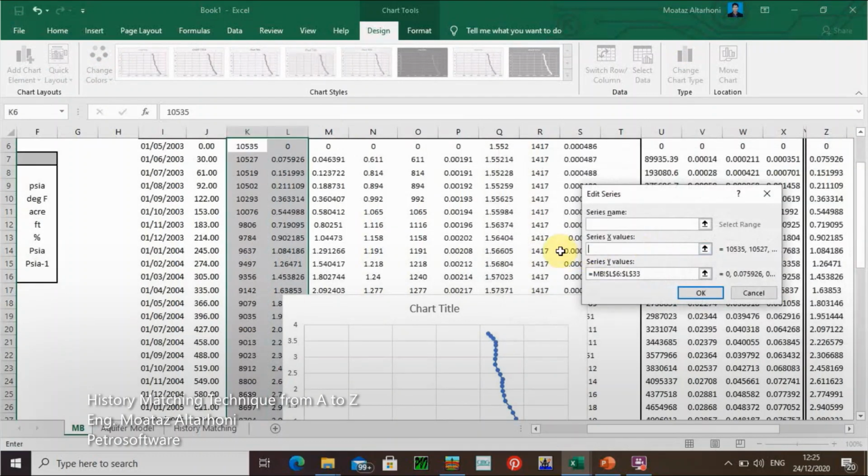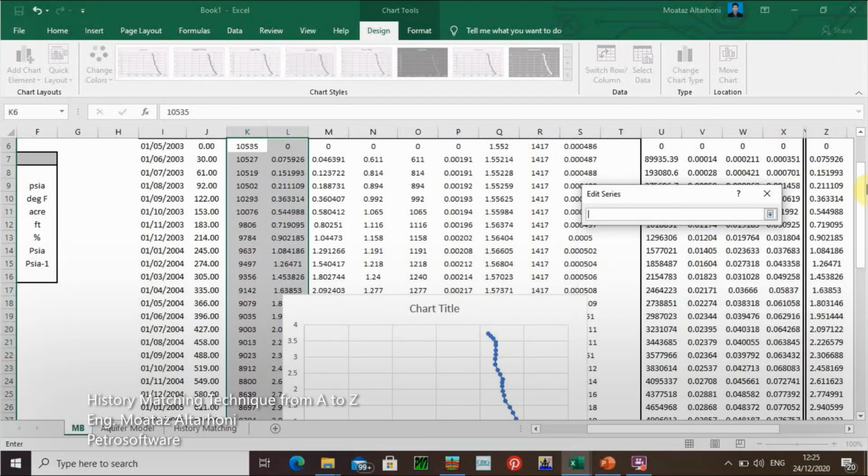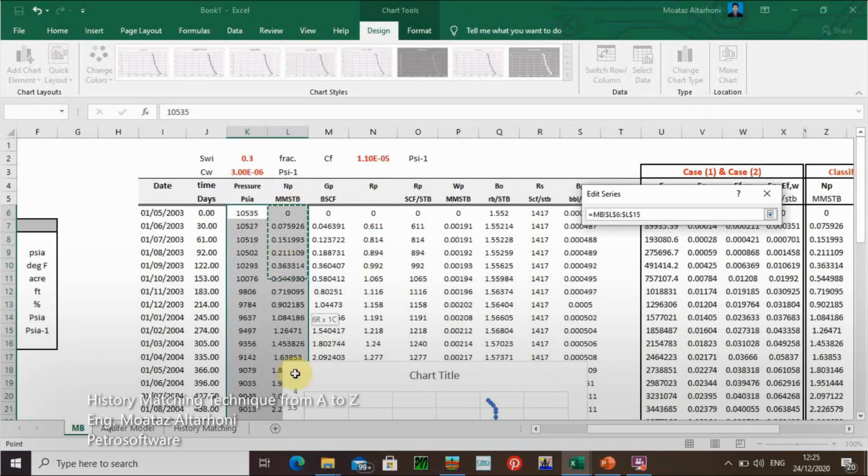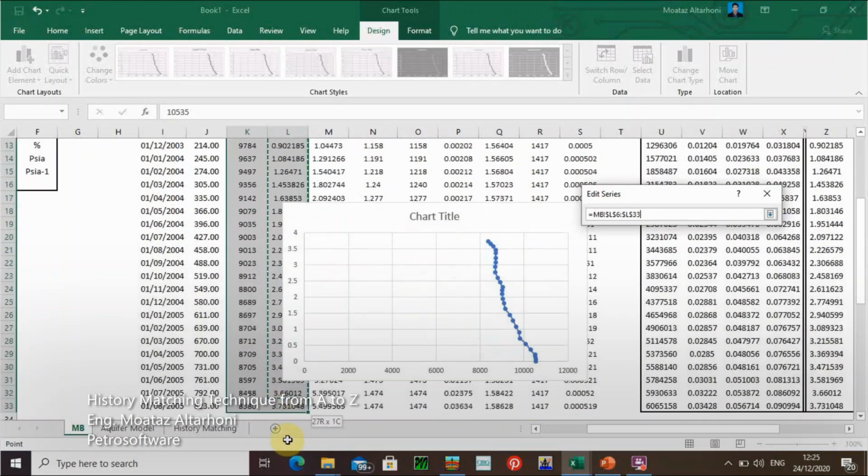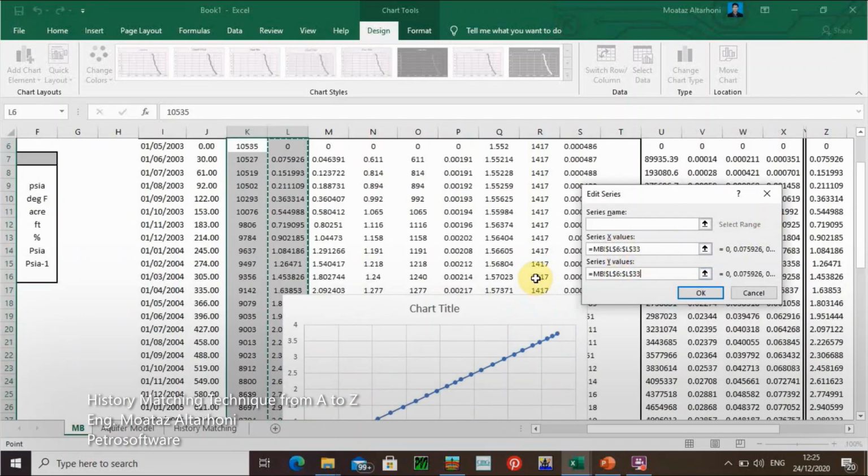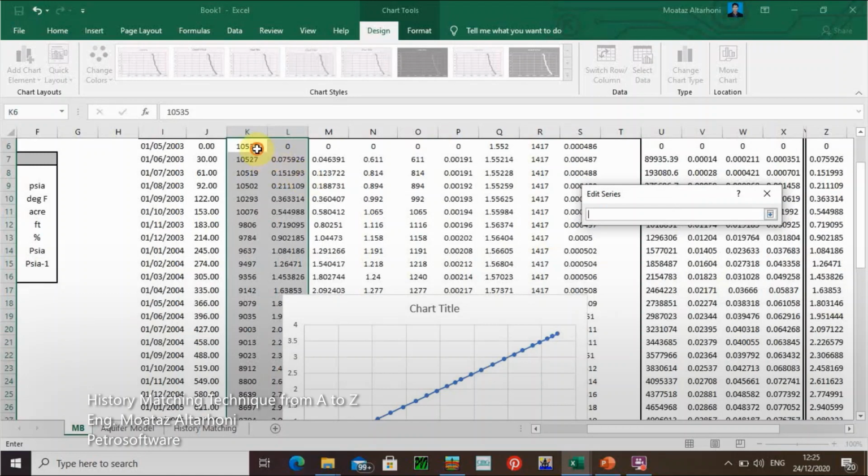I need to change this in the x-axis. It will be cumulative oil, and in the y-axis I will use the pressure.